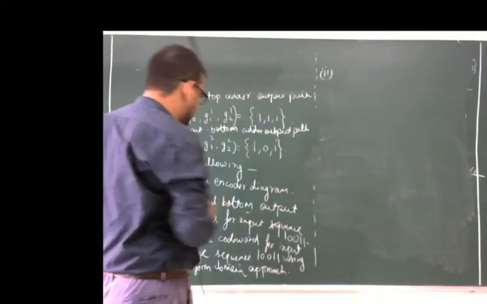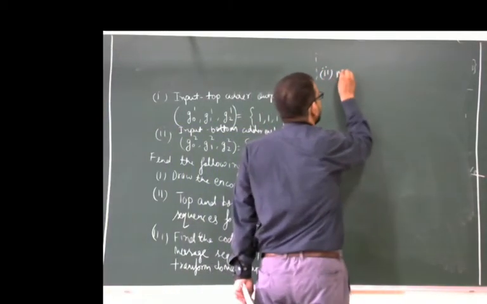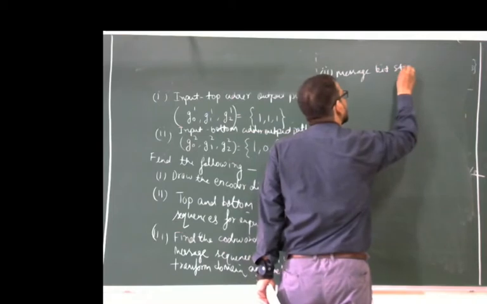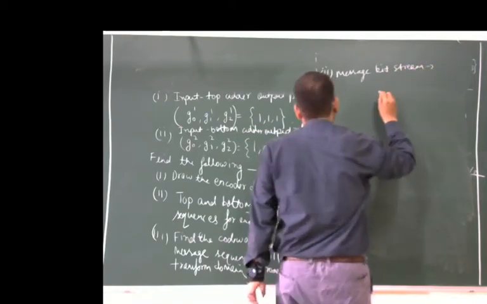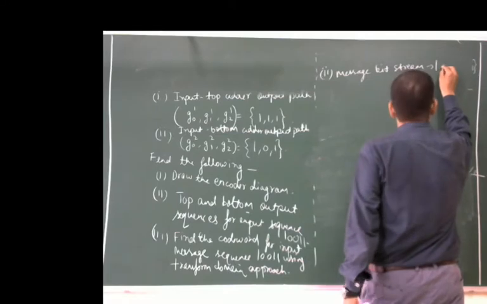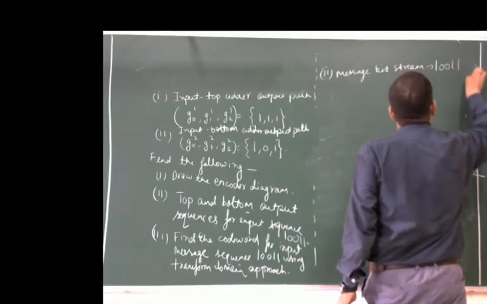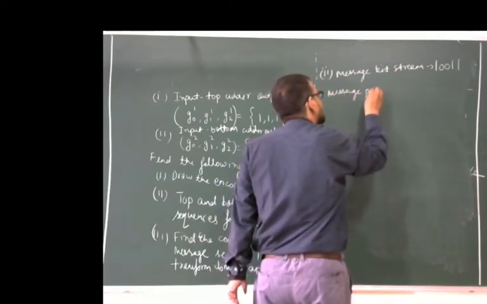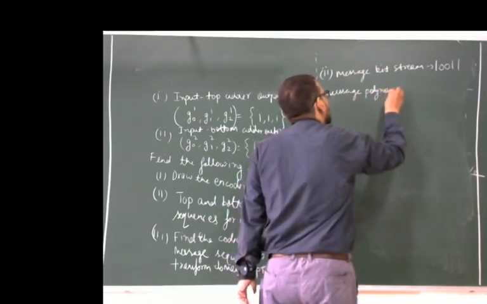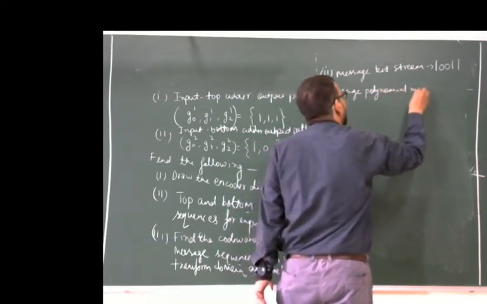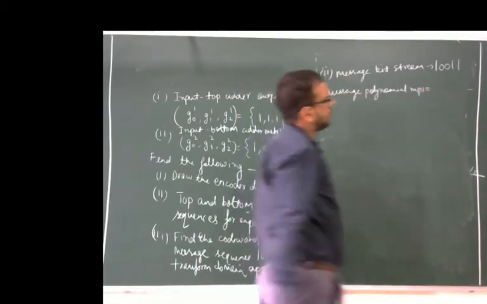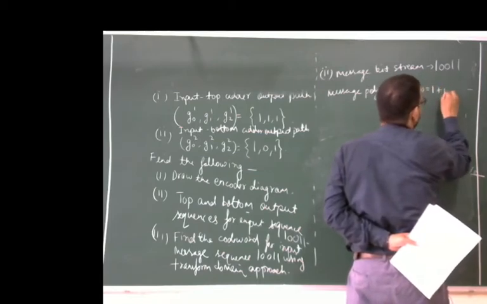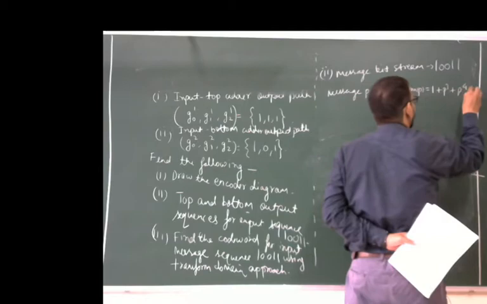Second part, there is the message bit stream, message bit stream 10011. Then what is the message polynomial? Message polynomial, that is MP is equal to, here we write, this corresponds to p to the power 0, that is 1, plus p square plus p cube plus p to the power 4.